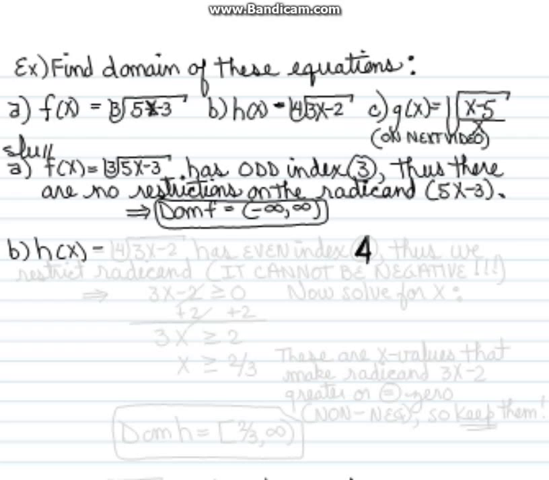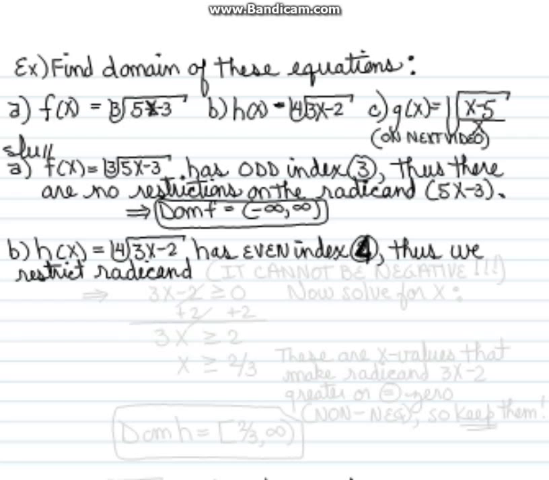H of x is the fourth root of 3x minus 2. This guy has an even index in the little hook. It's index 4. Now, since it's even, it has some rules about the radicand. There's a restriction. The radicand can never be negative. It can never be negative.